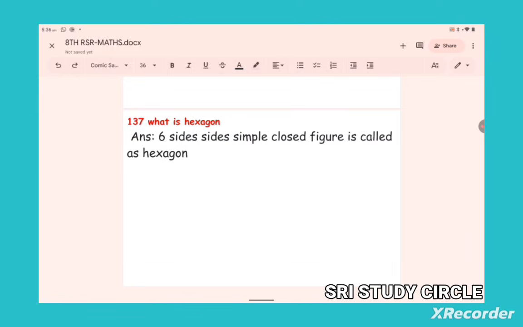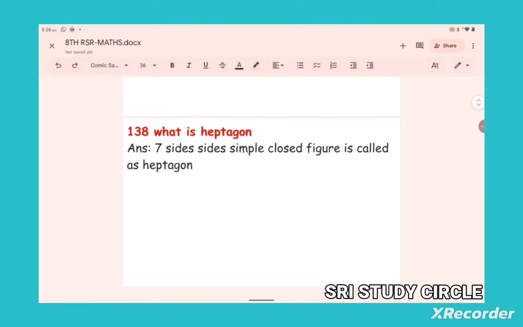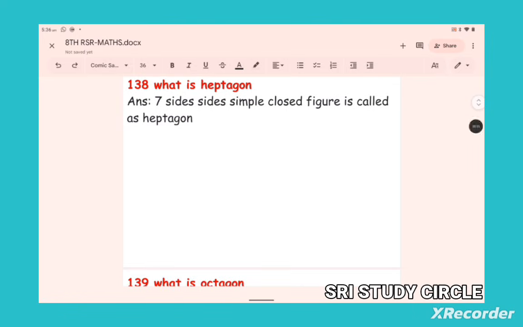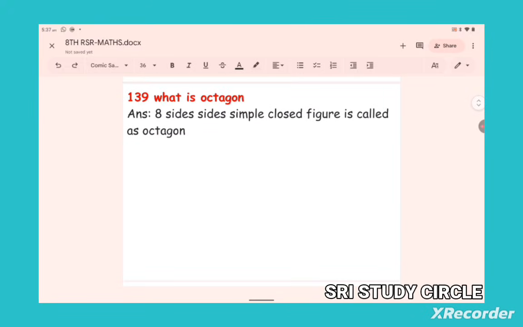Okay. Now next question. What is a heptagon? A closed figure with 7 sides is called a heptagon. Now next question. What is an octagon? A closed figure with 8 sides is called an octagon.